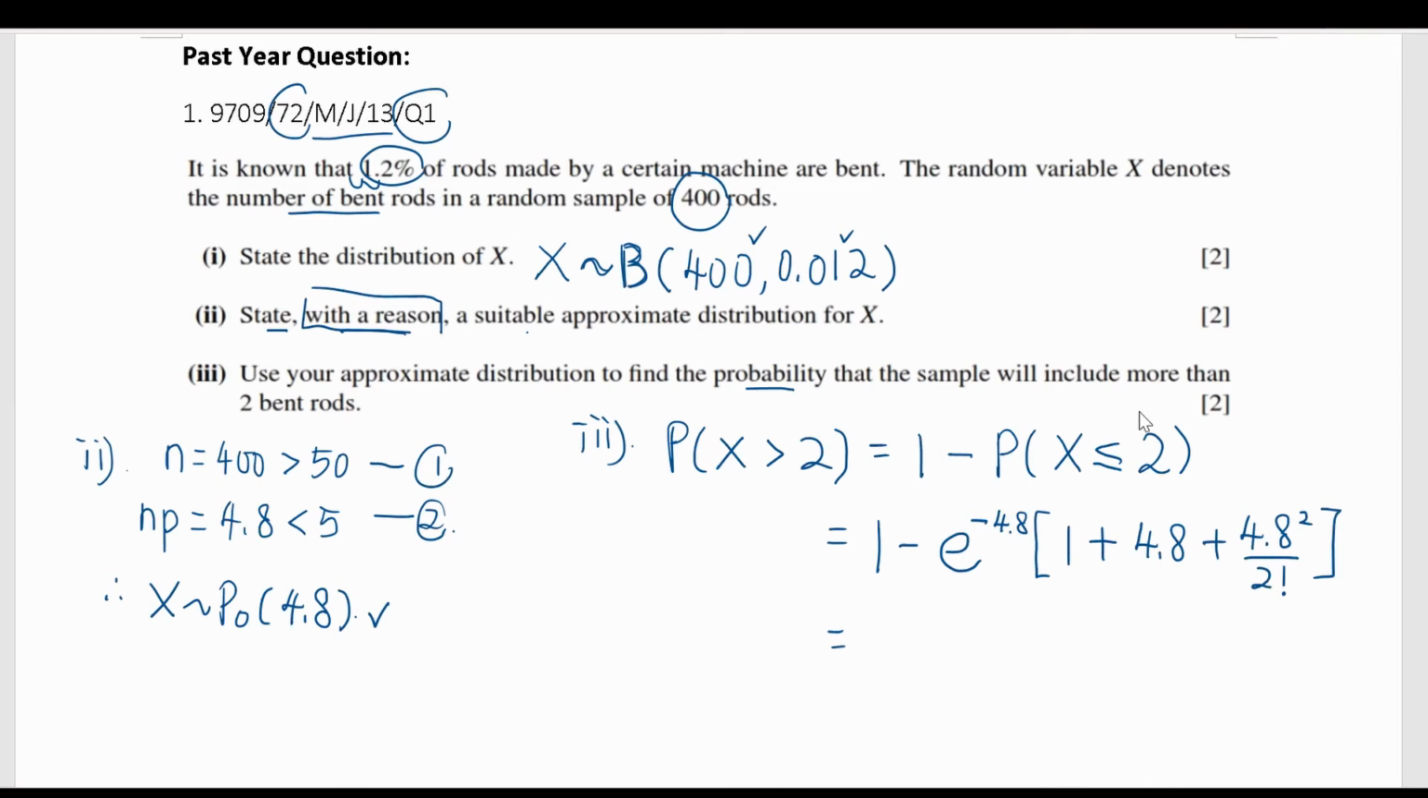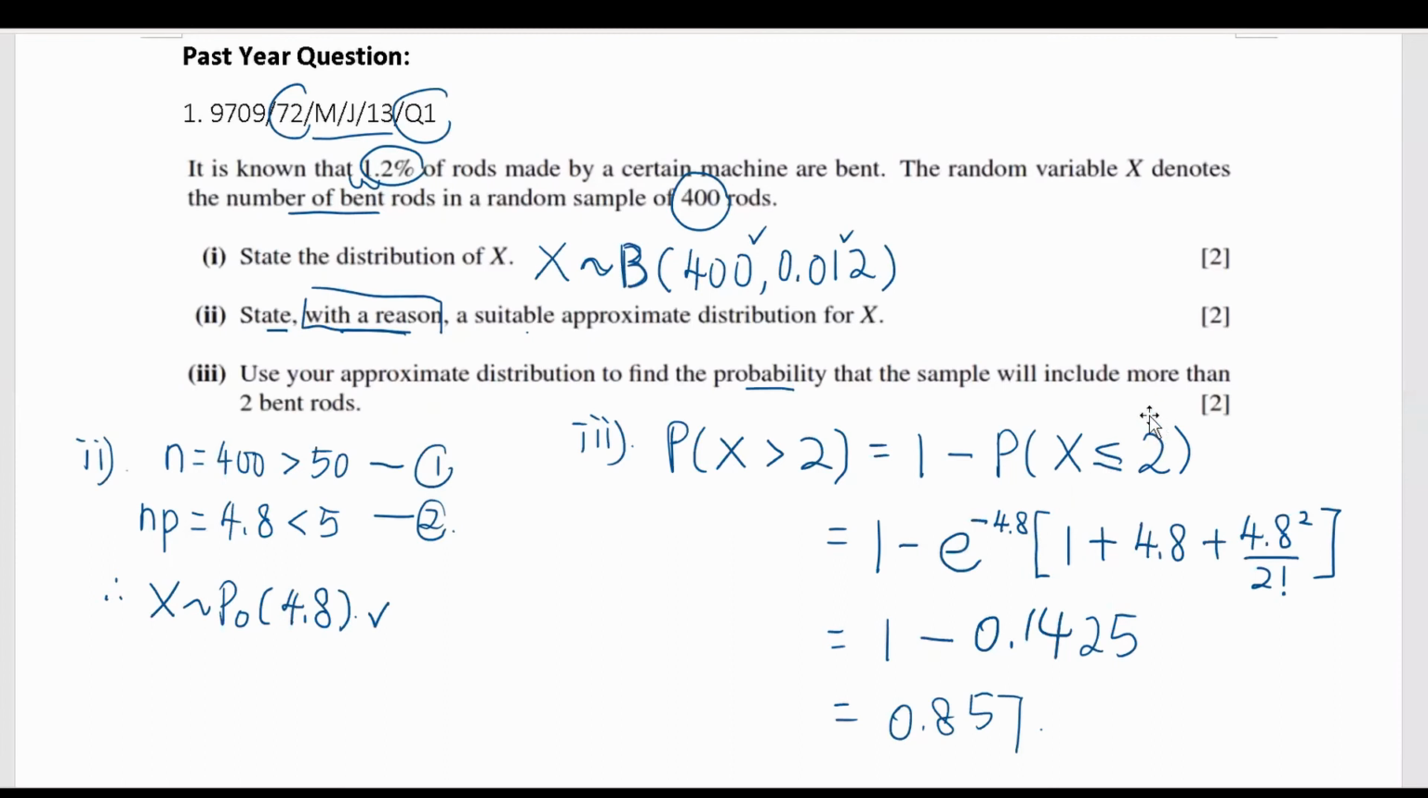By now you should be familiar with Poisson distributions, and the formula is given in the MF19 formula booklet, so use it. Now we calculate the probability. So we get 1 minus 0.1425. Hence, the probability is 0.857, rounded off to 3 SF.